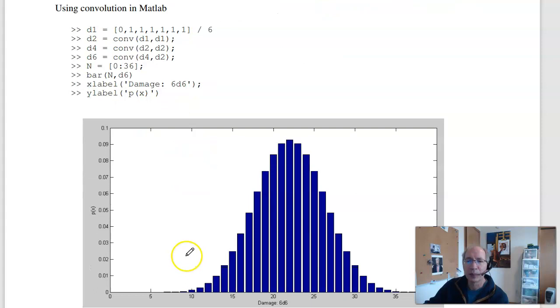If I draw a bar chart, here's what it looks like. This is the probability. This is the value. And notice this is a nice bell-shaped curve. That's the central limit theorem. Everything converges to this shape. We call that the normal distribution. A really important distribution we're going to study later. But anyway, for this problem, this is the probability of doing X damage with a level 6 fireball.